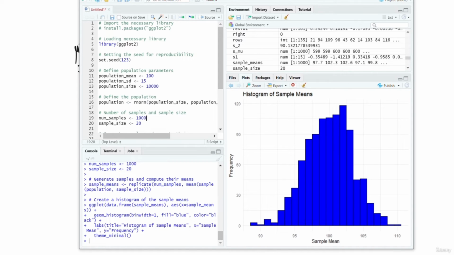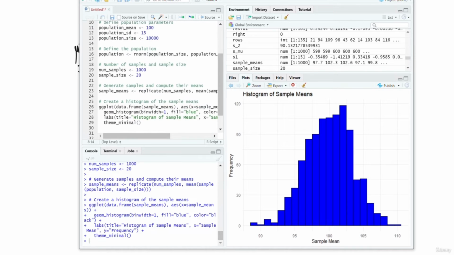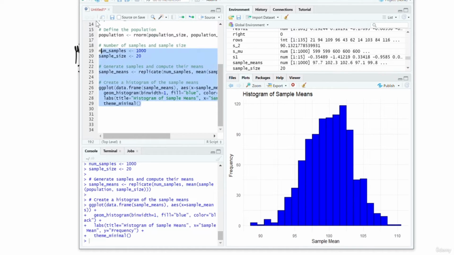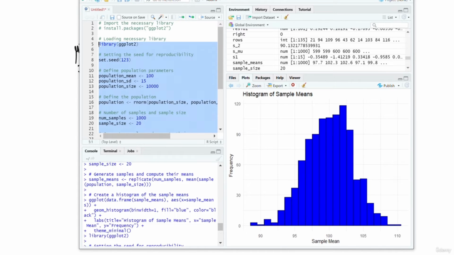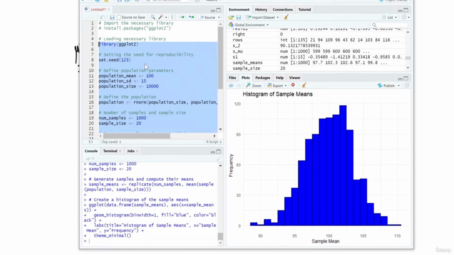So here I am in RStudio. I'm using the ggplot2 package to build this histogram that you see right here. I'm setting a seed, so if you set the seed and copy this code, you'll be able to get exactly what I get. I'm going to run this just to show you how I did it. I press Control Enter, that's how I run it. And what I'm doing right here is setting the population mean to be 100.